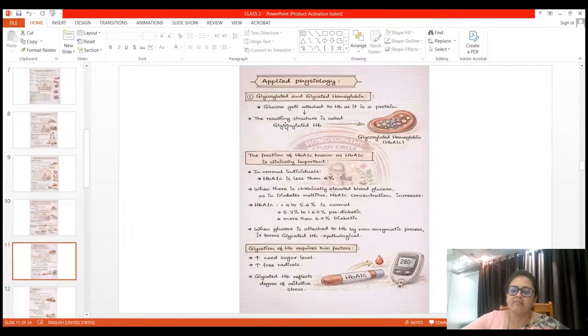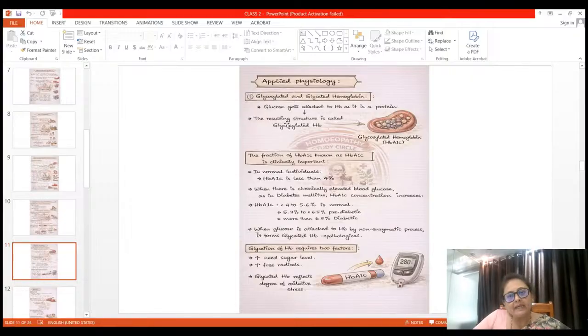Next, applied physiology. This is very important nowadays: glycosylated and glycated hemoglobin. See, all proteins have an affinity for glucose, or rather the other way around, glucose has an affinity to all proteins. Okay, in the same way glucose gets attached to hemoglobin also. This results in a structure called glycosylated hemoglobin. Okay, this is called HbA1c, what we check in case of diabetes.